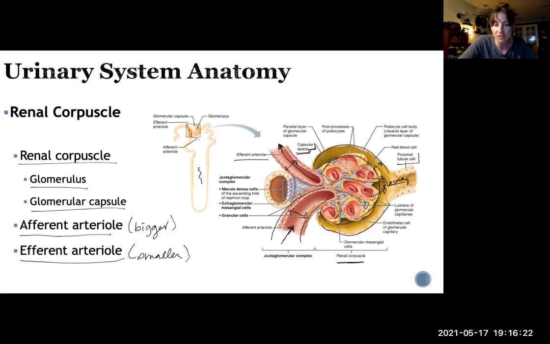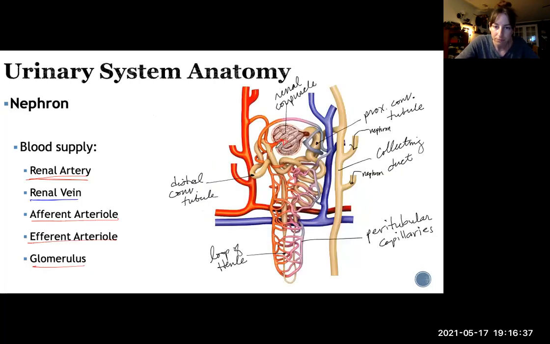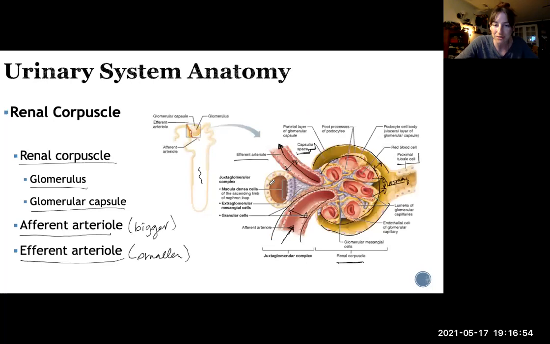This other stuff here is called the juxtaglomerular complex. I'm not going to ask you to know very much about it, but what's interesting is that this is basically the ascending limb of the loop of Henle coming up in between the afferent and the efferent arterioles. Between the ascending limb of the loop of Henle and the distal convoluted tubule, you've got a portion of this tube that comes up in between the afferent and efferent arterioles.